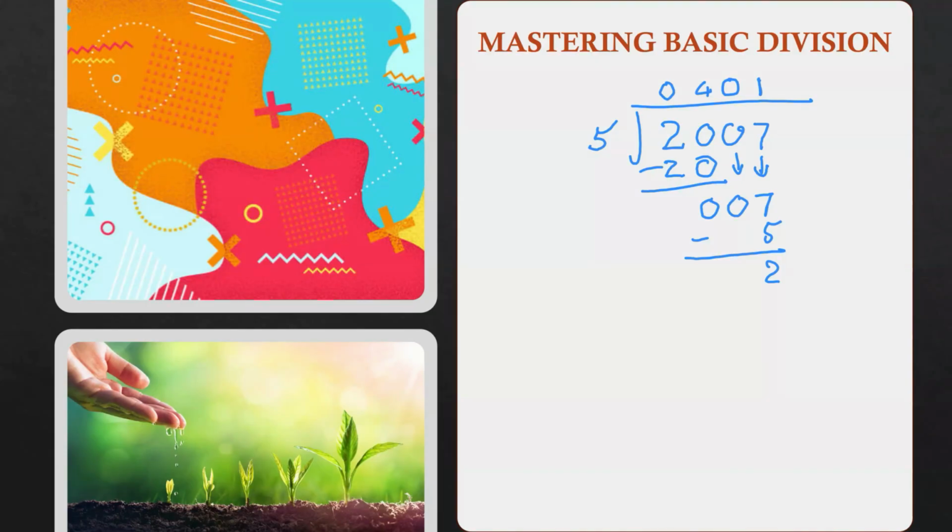Normally, we write remainder 2, but if you divide into decimal, most of the time teachers will just say, oh, you add a 0 here, then you put a dot up there, then you continue. So 5 goes into 20, 4 times, 4 and 20.